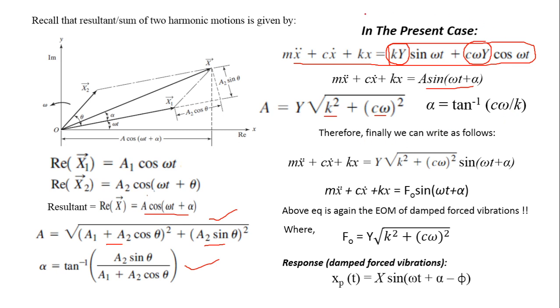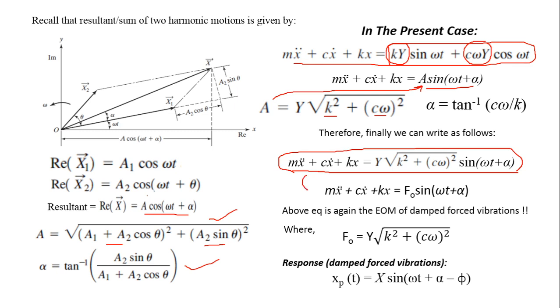So we can finally write this equation of base excitation like this. Just putting the value of A, we substitute the value of A, and we get this equation. Now if we compare this equation with this one, you can see that this again represents the equation of damped forced vibrations. Just in this case, F naught is given by this expression, capital Y under root k square plus c omega whole square. So we end up with an equation.